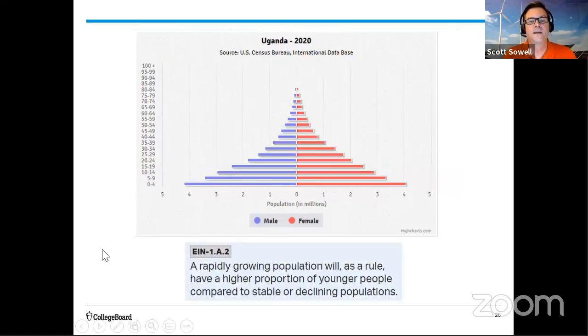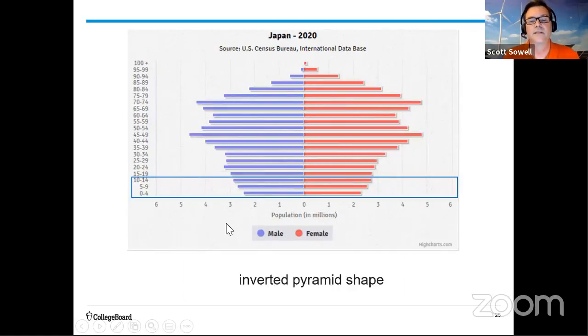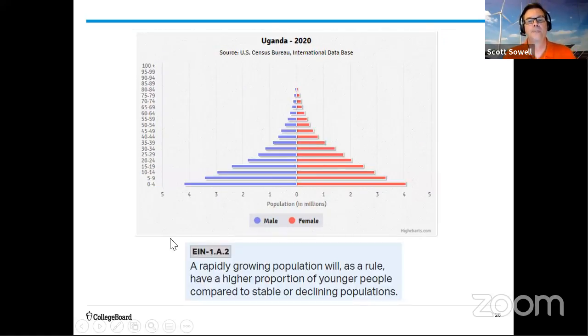The rule of thumb is this: a rapidly growing population will, as a rule, have a higher proportion of younger people compared to stable or declining populations. In other words, when you look at an age structure diagram, if it has a very large base, future growth will be higher than if it had something like Japan's, which is a negative growth, okay?